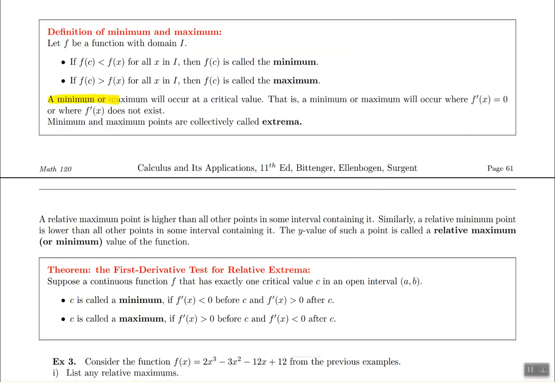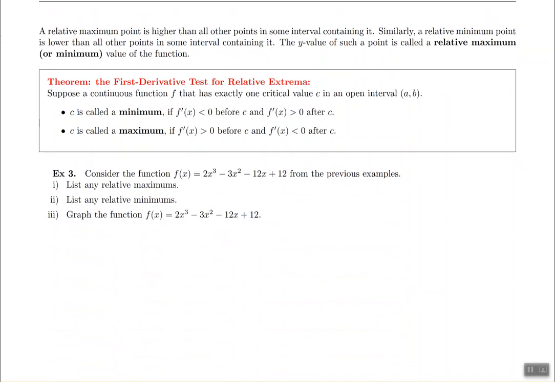Typically speaking, a minimum or a maximum will occur at a critical value. So if you want to find a minimum or a maximum, just find a critical value and you would have found yourself the minimum or the maximum. Another way of saying this is that a minimum or a maximum will be found where the derivative is 0 or the derivative is undefined, does not exist. When you hear the word extrema, you should think that somebody's asking for the maximum and the minimum of a function.